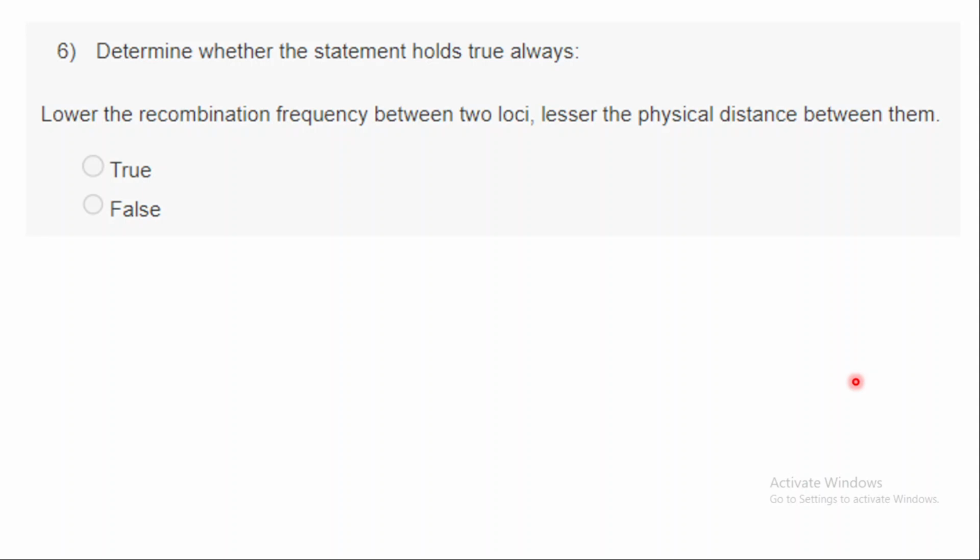Again, students, you have to read the question very carefully. Lower the recombination frequency between two loci, lesser the physical distance between them. Is it true or is it false? Very simple question. Two options, true or false. I am expecting some people to answer. Read the statement carefully and just let me know what you think about the answer in the comment box.